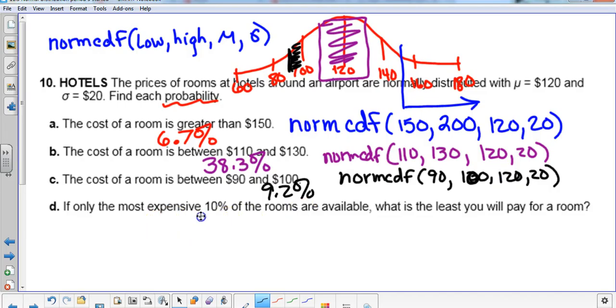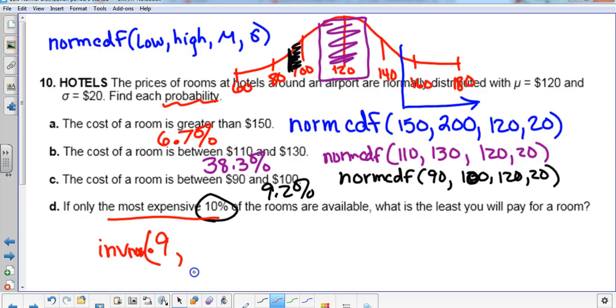All right. What if they give us the percent? If only the most expensive 10% of the rooms are available, what is the least you will pay for a room? There are 2 ways we could do this. We could find the z-score and then use our formula for a z-score to go backwards. We said 10%, but it's the top 10%, so we'd want 0.9. Inverse norm 0.9. That'll give us the z-score.